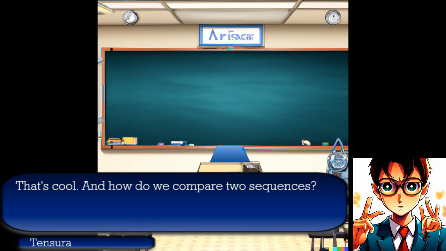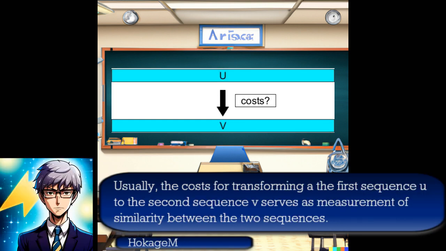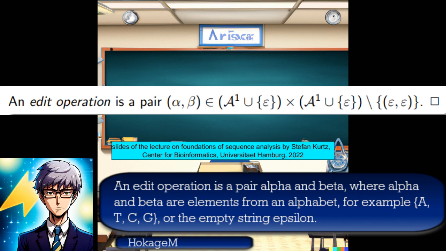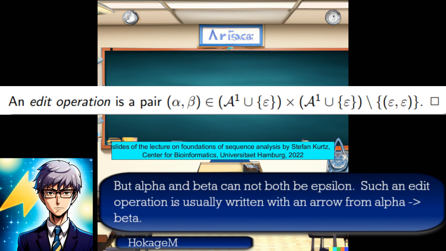That's cool. And how do we compare two sequences? Usually, the cost of transforming the first sequence U into the second sequence V serves as a measurement of similarity between the two sequences. Here we need to introduce the edit operations. Edit operations describe insertions, deletions and replacements of characters inside a sequence. An edit operation is a pair alpha and beta, where alpha and beta are elements from an alphabet, for example A, T, C, G, or the empty string epsilon. But alpha and beta cannot both be epsilon. Such an edit operation is usually written with an arrow from alpha to beta.